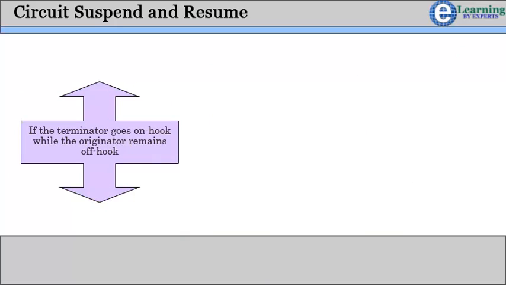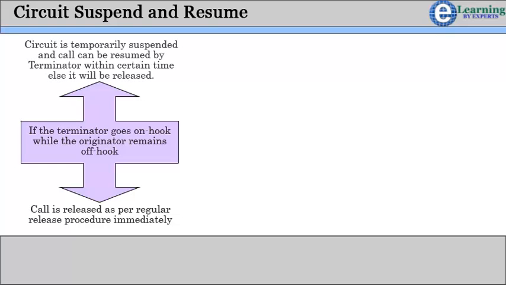If the terminator goes on hook while the originator remains off hook, there are two methods of handling the disconnection. The first method is for the terminating exchange to release the call by sending a REL message to the originating exchange. This is no different than the scenario presented for a release initiated at the originating exchange. The originating switch responds with an RLC, and the circuit is idled at each SSP.